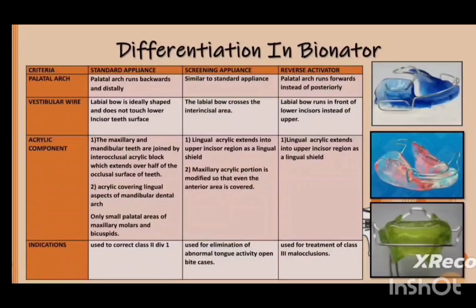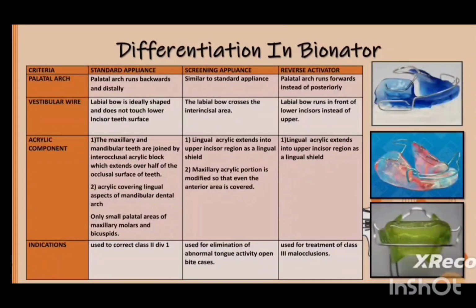Now this is a tabular representation of the differentiation of the different types of bionator. Now we'll talk about each component. Considering the palatal arch, in the standard appliance, it runs backwards and distally, similarly in the screening appliance. But for the reverse activator, the palatal arch runs forwards instead of posteriorly. Now, vestibular wire. In the standard appliance, the labial bow is ideally shaped and it does not touch the lower incisor teeth. In the screening appliance, it crosses the interincisal area. And in the reverse activator, the labial bow is in front of the lower incisors instead of upper. So it moves downwards.